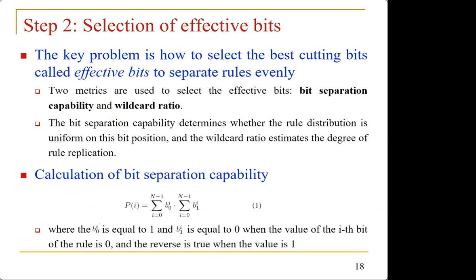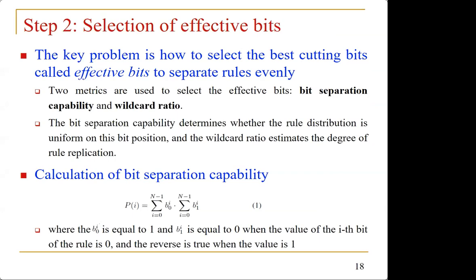Then multi-bit cutting is used to build a decision tree for each subset. The key problem is how to select the best cutting bits, called effective bits, to separate rules evenly. Two metrics are used to select the effective bits: bit separation capability and wildcard ratio. The bit separation capability determines whether the node distribution is uniform on this bit position, and the wildcard ratio estimates the degree of rule replication.